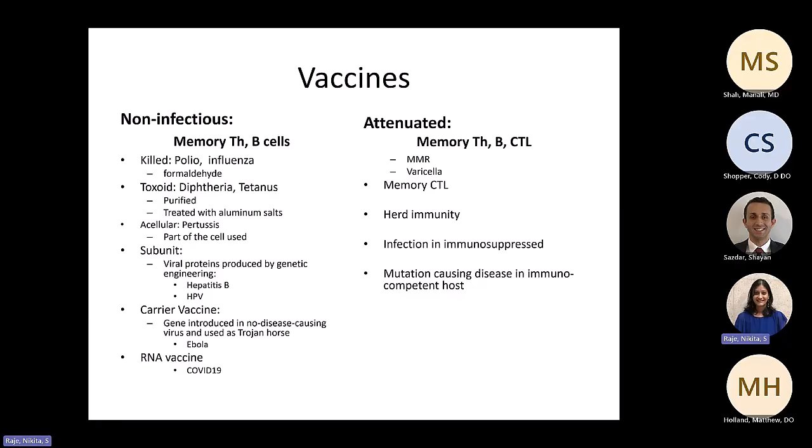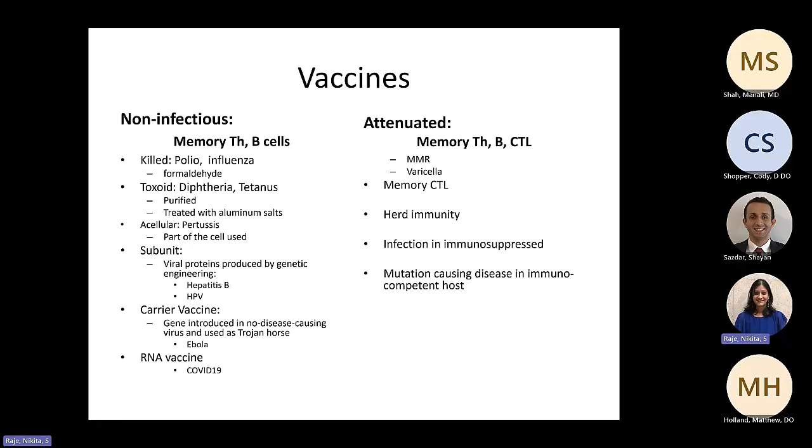So there are different kinds of inactivated vaccines, such as where the whole virus is killed and preservatives are added, like formaldehyde, and those are used as vaccine. Or the toxoid is purified and treated with aluminum salts and given as vaccines in case of diphtheria or tetanus. Acellular, which means only part of the cell is used, such as in pertussis. There could be a subunit, which means part of that viral protein is produced by genetic engineering, such as in hepatitis B or HPV vaccine.